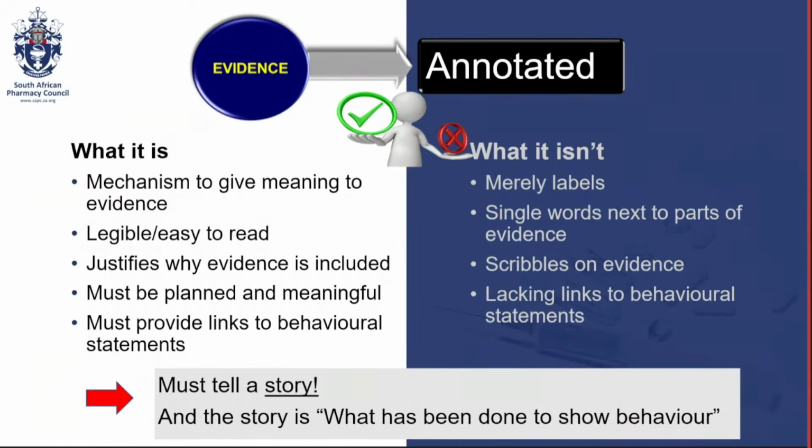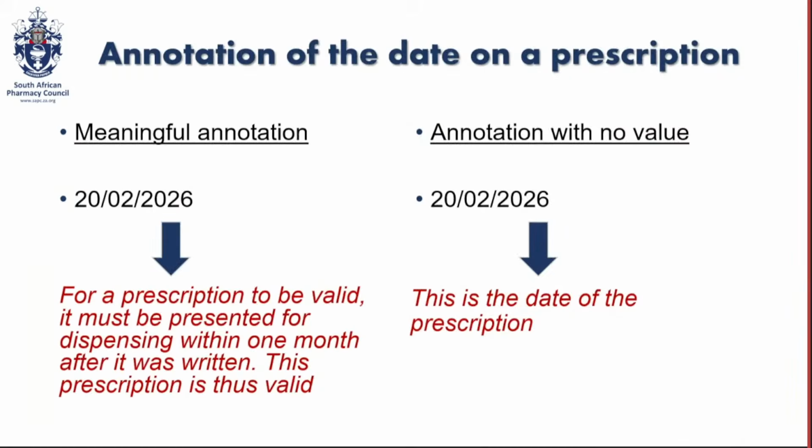So as a note, what annotation is not: it's not just merely labels. It's not single words next to parts of evidence. It's not scribbles in evidence and lacking links to behavioral statements. So if we look at an example here in terms of annotation of the date on a prescription, the difference between what a meaningful annotation is and what an annotation with no value looks like.